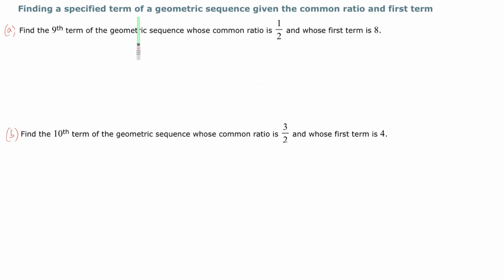Finding a specified term of a geometric sequence given the common ratio and first term. Before we get started here, I do want to remind you that you've studied exponential decay. For instance, if I give you a short graph here, here's f of x, there's the f of x axis, and here's the x axis.